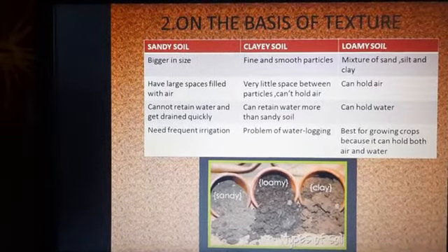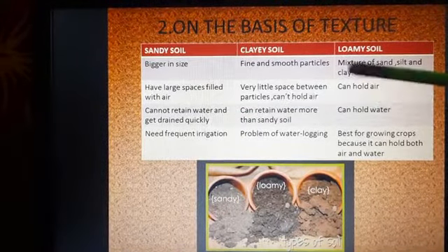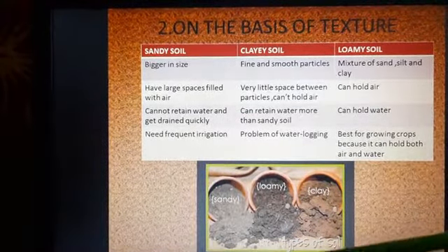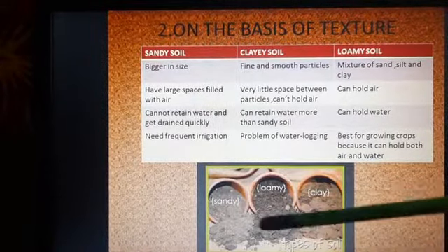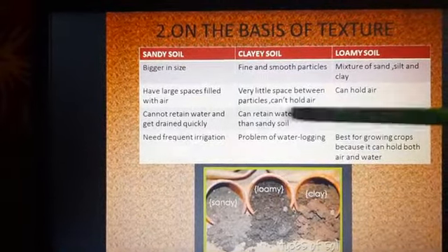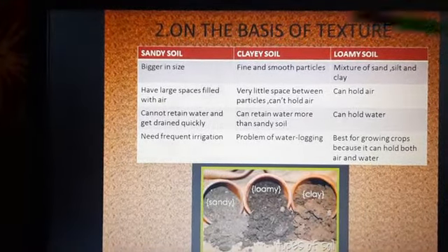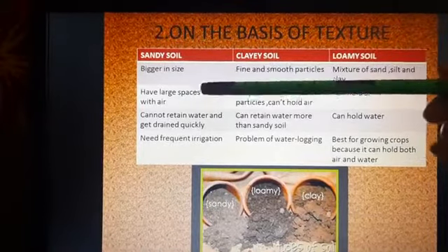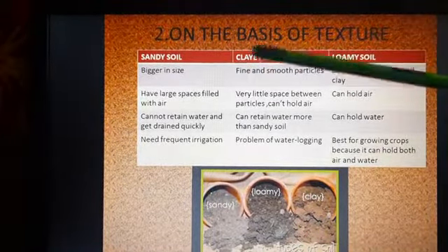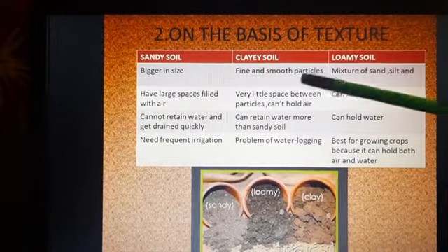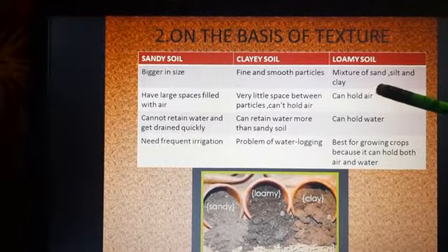So on the basis of the texture, soil can be of three types: sandy soil, clay soil and loamy soil. You can see in this figure, this is sandy soil, this is clay soil and this one is loamy. Now how these different types of soil can be differentiated. In the sandy soil, as we have seen, sand has bigger particles. Sandy soil is having the bigger particles. Clay soil has very fine and smooth particles, whereas loamy soil is a mixture of sand, silt and clay.